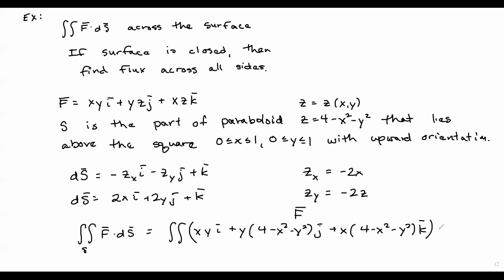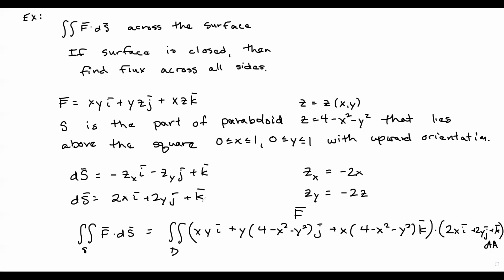Next, we want to dot that with dS, which we just found. It's written right there, 2x i plus 2y j plus k. And then dA at the end, right? And over the domain for x and y. Okay, so that's the first two steps.